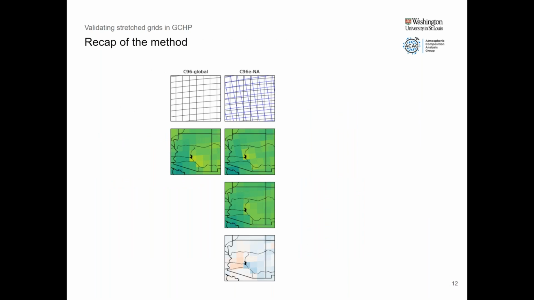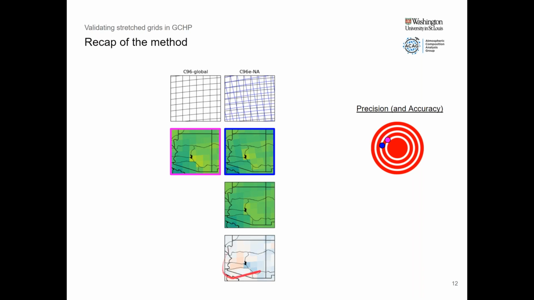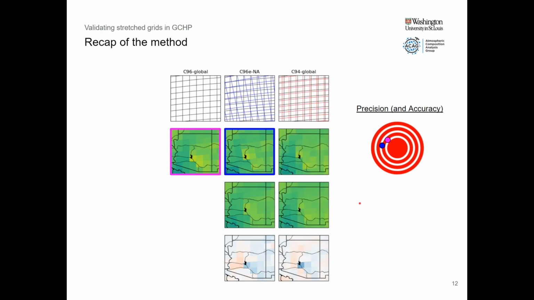And so as a recap of our method here, going back to this analogy with the target, we have the first cube sphere simulation, which gives us our first shot. We have our stretch grid simulation, which gives us that second shot, but we don't really know if this distance is the best that we can expect, or if it's too far, and that would be because there's an error in our implementation. And so what we can do is introduce this third simulation, which gives us that third data point, which we can then use to interpret the differences in our stretch grid simulation.